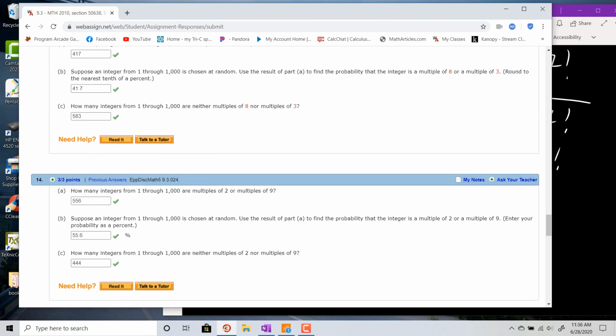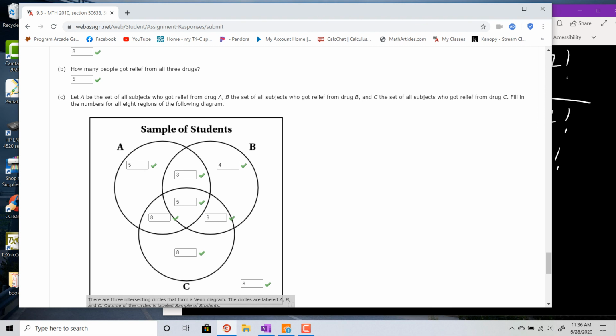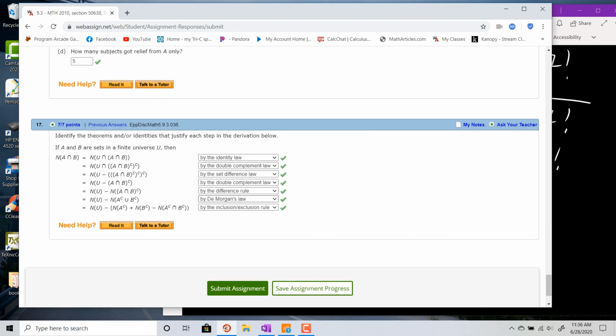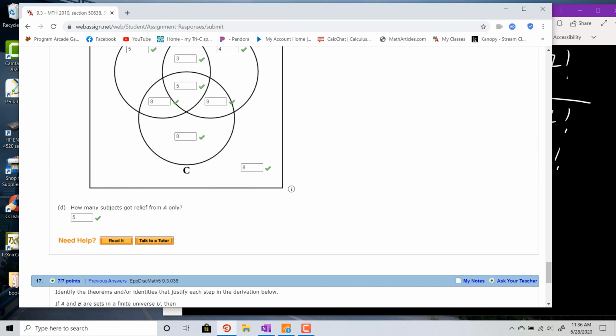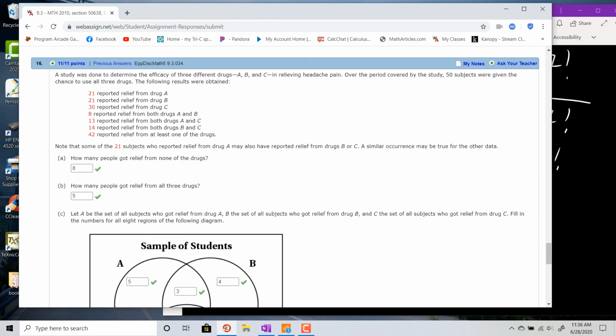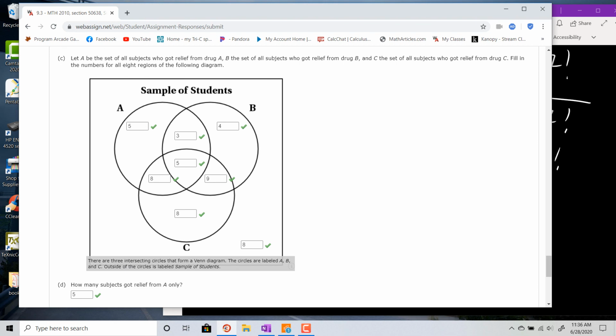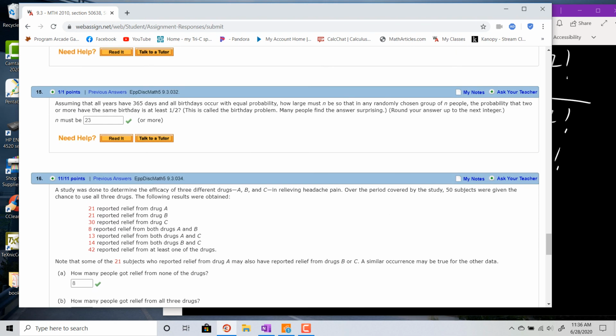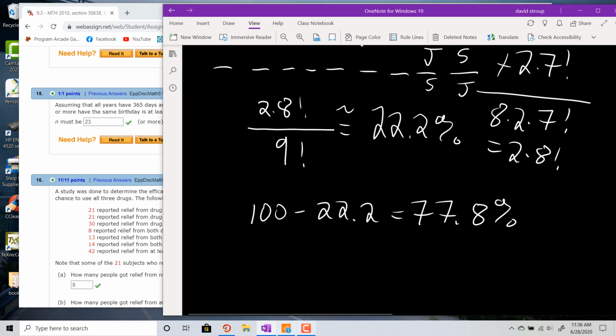Let's see if there's anything else. This one's kind of weird. There's one proofy one where you have to do. We'll just leave it at that for now. Number 16 is kind of a puzzle type question. I think you can do that. Yeah, we'll leave it at that for now.